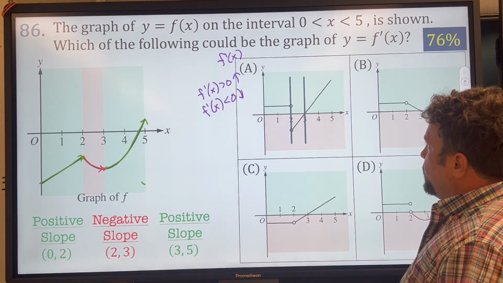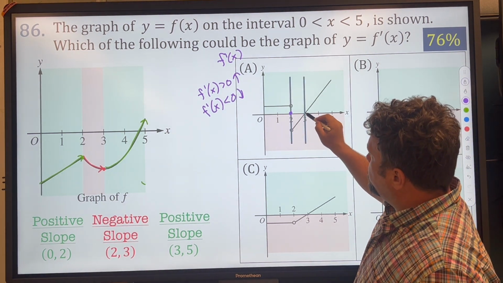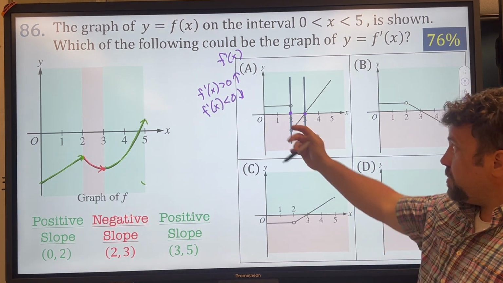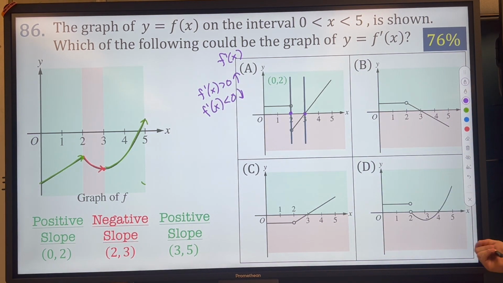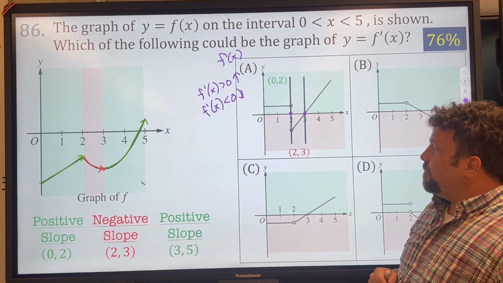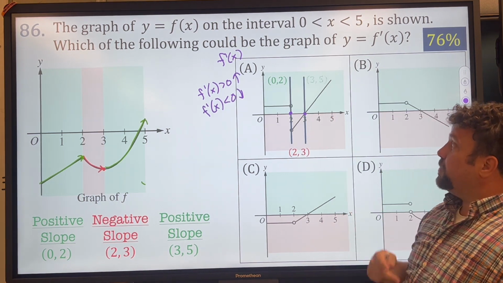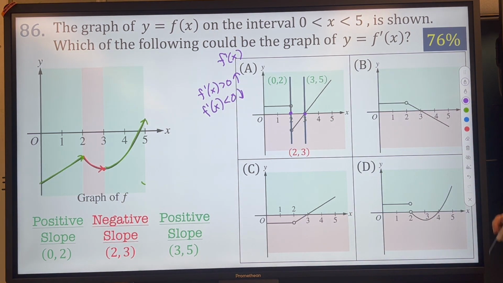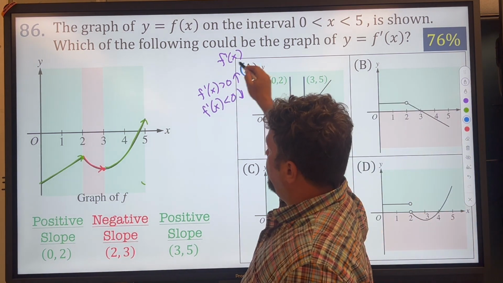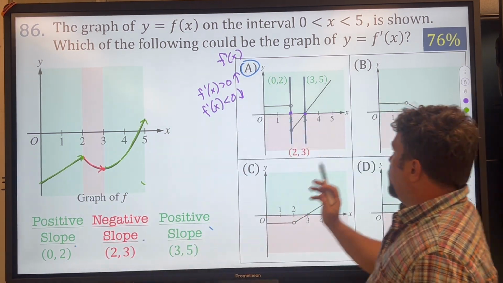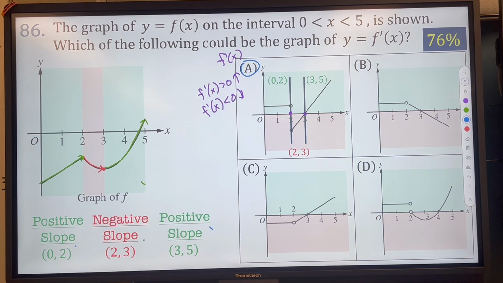So this first graph, you hit the x-axis and you change over twice, right here and right here. So from 0 to 2, it's a positive slope. From 2 to 3, it's a negative slope. And from 3 to 5, it's a positive slope, which looks pretty good. It looks like it might match up exactly like this one. But let's check the other ones to make sure we're doing it correctly.